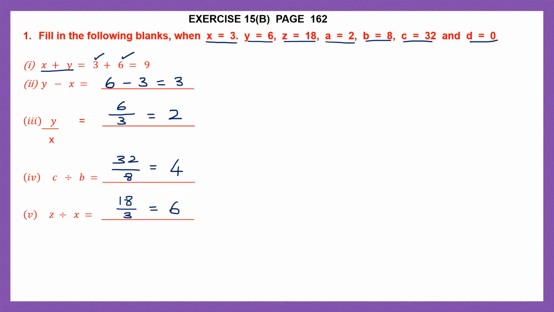So all we are doing is we are substituting the values for the variables. Y into d. How much is y? Y is 6 into, and how much is d? Look for d. D is 0. Okay, now how much is 6 into 0? 6 zeros are 0. Next one, d divided by x. How much is d? D is 0 and x is 3. So 0 divided by 3 is 0.